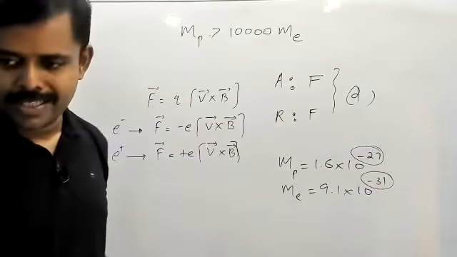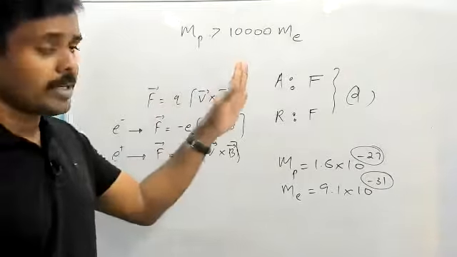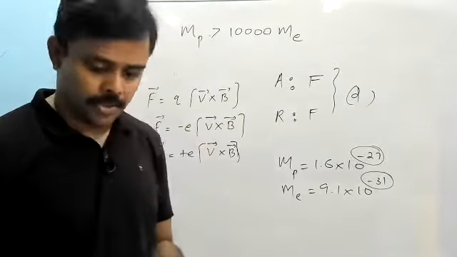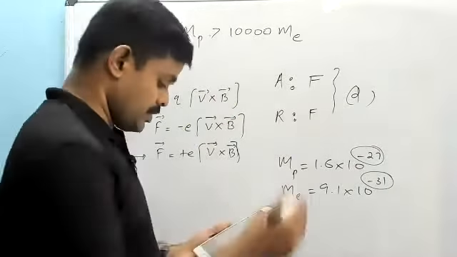So 10 power 4, 10,000 times. So the mass of a proton is greater than 10,000 times the mass of an electron. So that statement is also false.